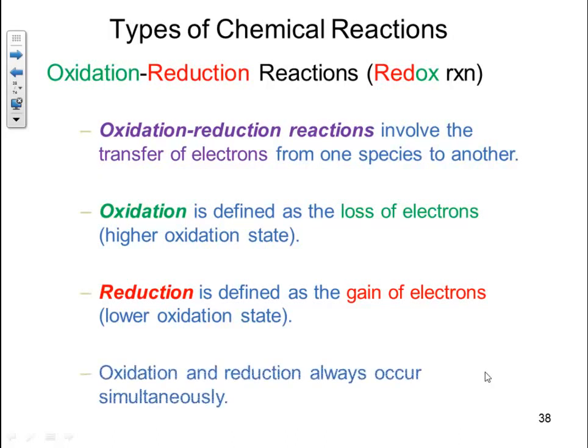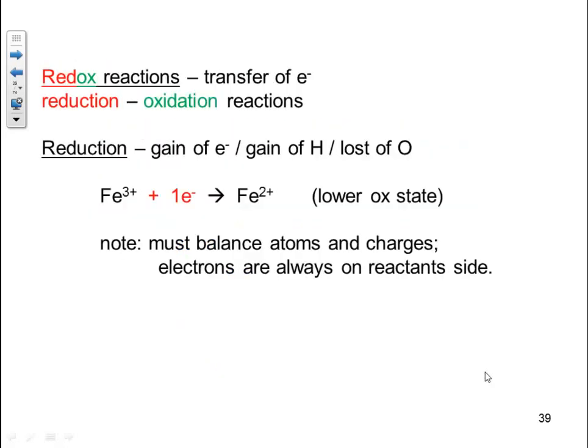Oxidation and reduction have to always occur simultaneously. I can't have something oxidized if something else isn't being reduced, because there's a transfer of electrons. If something's giving up electrons, something else has to be taking them on. We're saying that something undergoing reduction is gaining electrons. Or you can look at it another way: it's gaining hydrogens or losing oxygens. It's a way to look at things to determine what's being reduced.